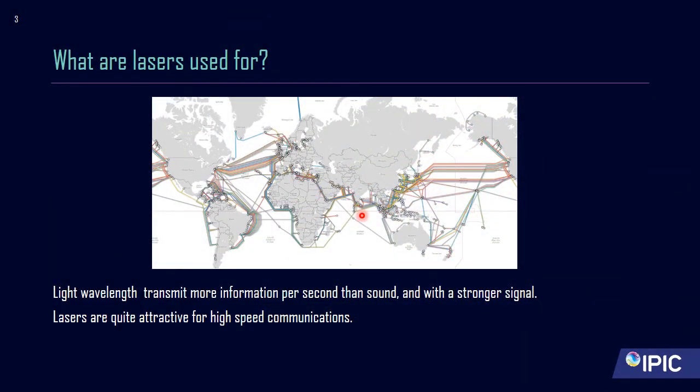So what are lasers used for? Modern optical networks employ hundreds of different lasers which fill up the emitted bandwidth. These optical networks involve hundreds and thousands of kilometers of optical fibers underneath the ocean floor, connecting country to country and continent to continent. Light wavelengths transmit more information per second than sound, and with a stronger signal. So lasers are quite attractive for high-speed telecommunications.